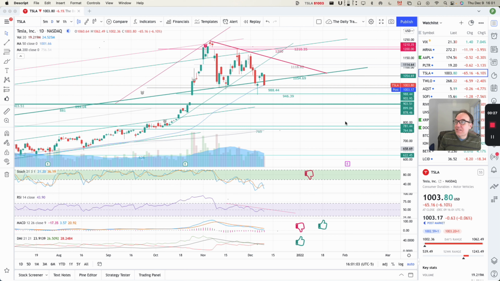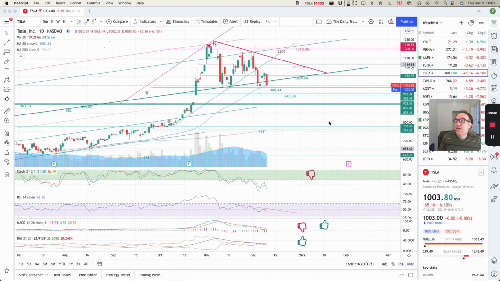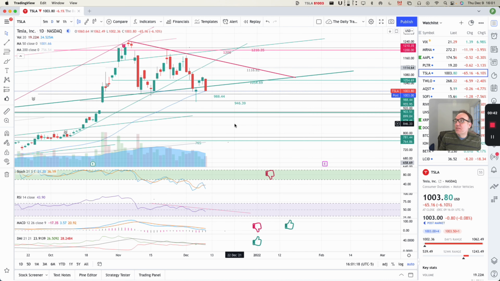So we are down 65 bucks and 16 cents. That's 6.1%. We closed at 1,380. And post-market, we seem to be down to 1,003. So let's look at what this looks like on the chart.